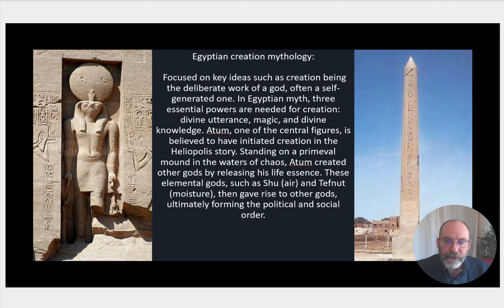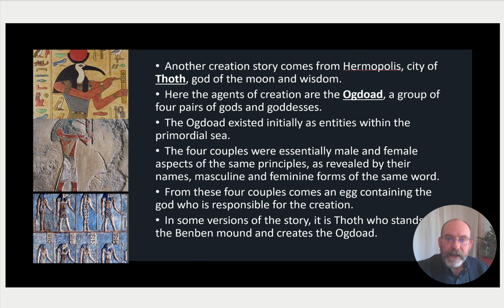He creates other gods, these elemental gods such as Shu, which is air, and Tefnut, moisture, who gave rise to other gods, ultimately forming a political and social order. They have families. Another creation account is from the city of Thoth, who was the god of the moon and wisdom. Here are the agents of creation.